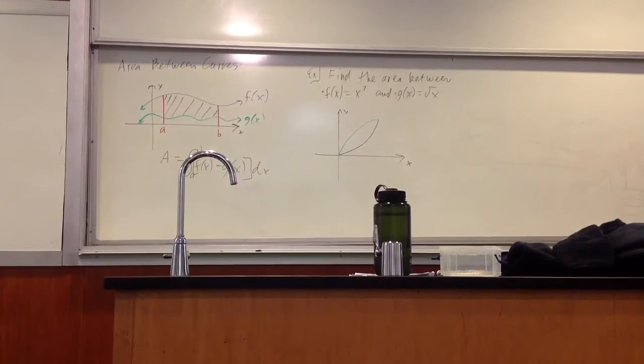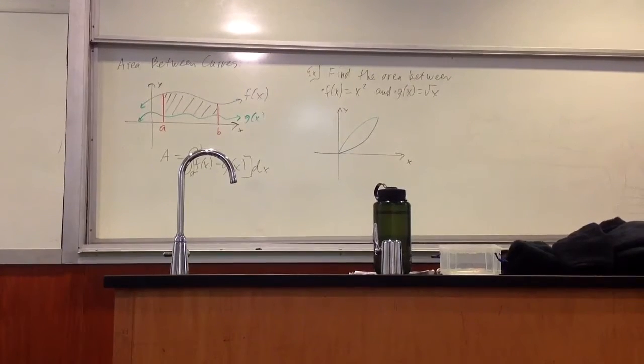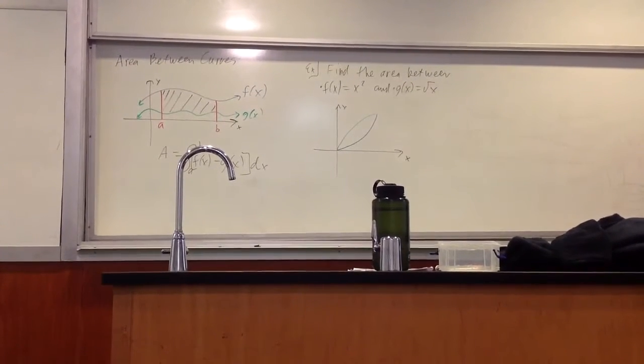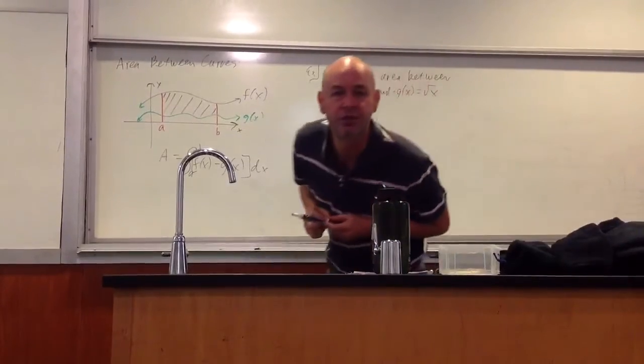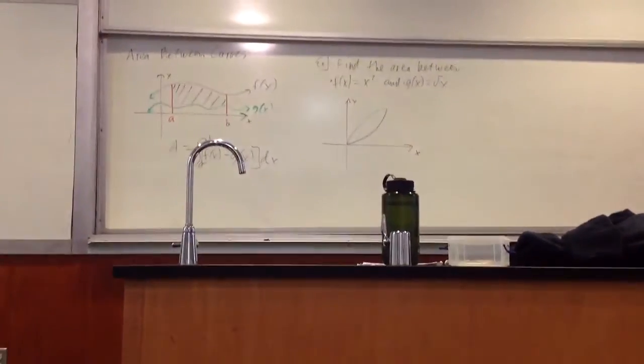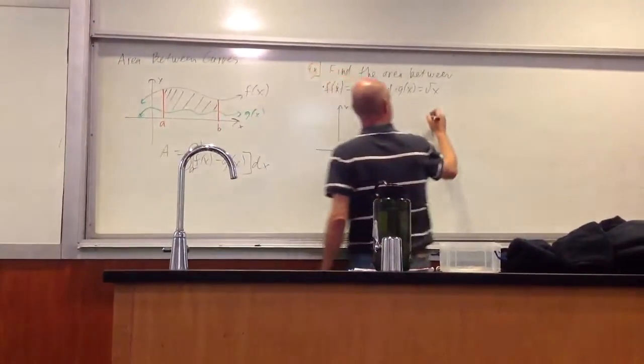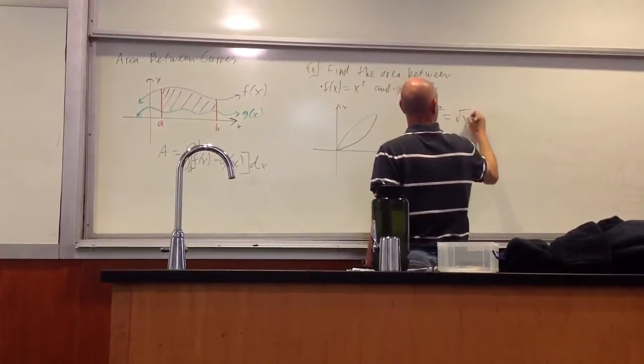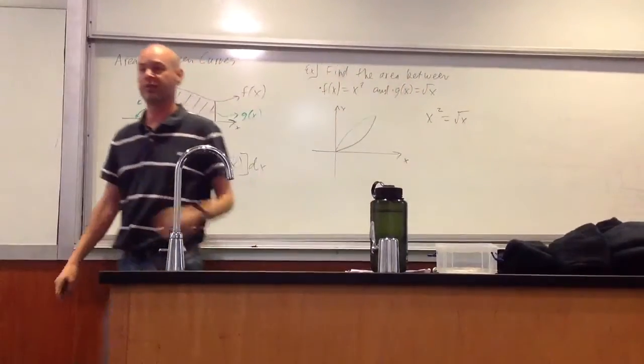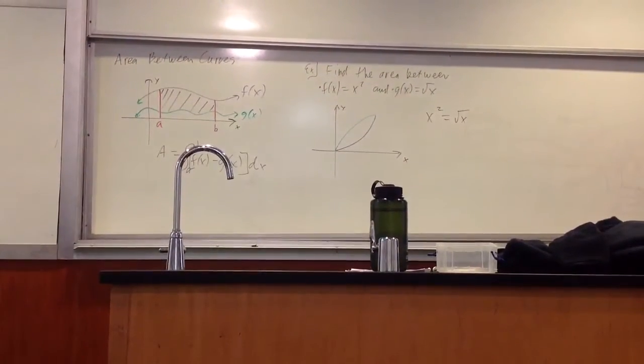Now we could eye it, but mathematicians don't like to eye it. Engineers do. So let's figure this out precisely. I'm going to set x squared equal to root x. That's going to be where they intersect, right? These are actually going to be our boundaries of integration.